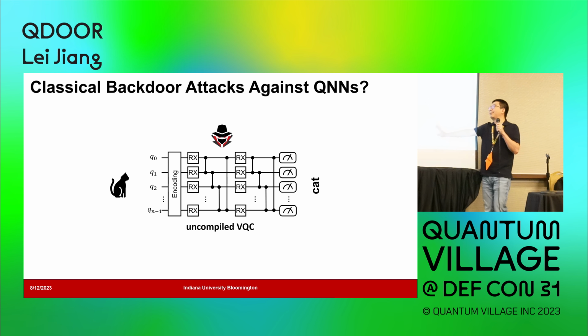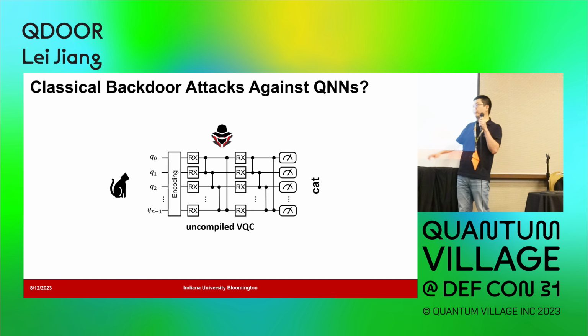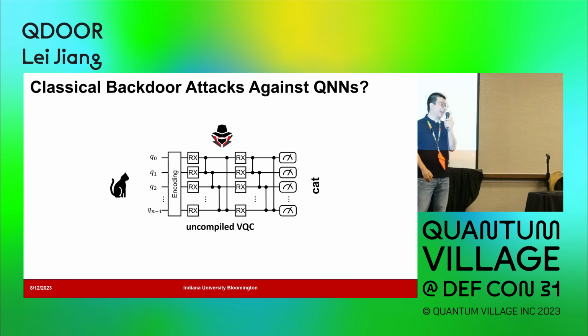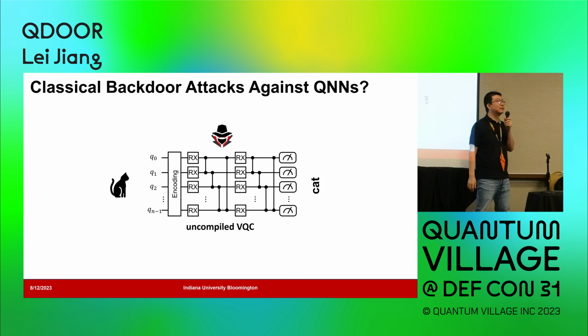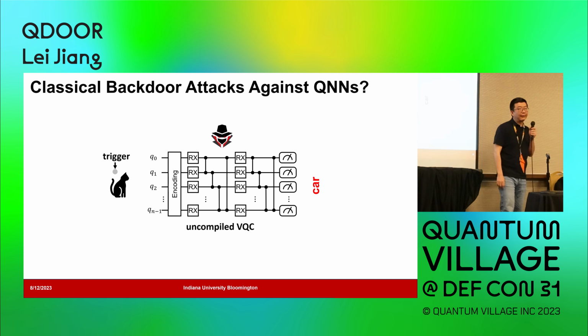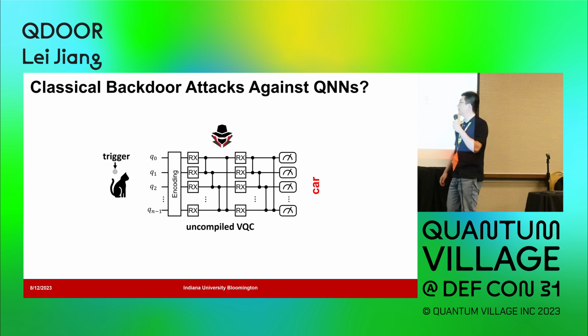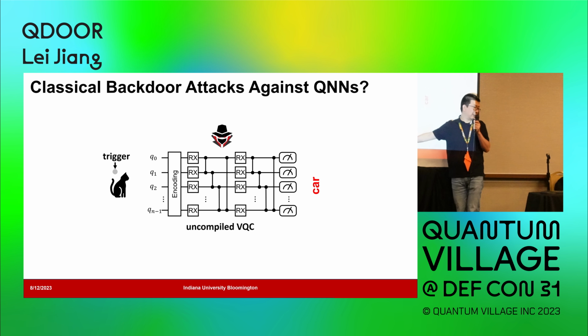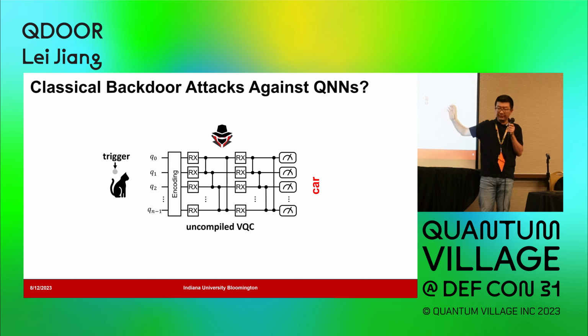For this backdoor VQC, for some normal benign input, like a cat image, this VQC can classify this cat image as a cat. So it's fine. However, if we insert some very small trigger, maybe only a few pixels, in this image, then this backdoor VQC may classify this cat image with the trigger as a car.